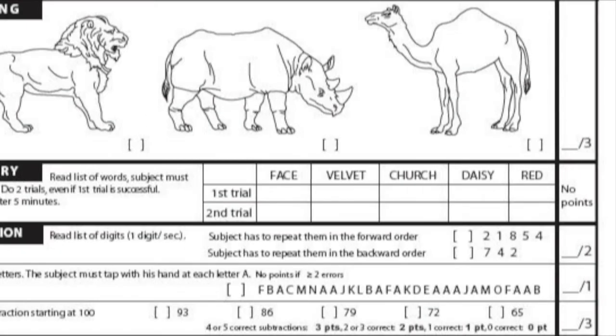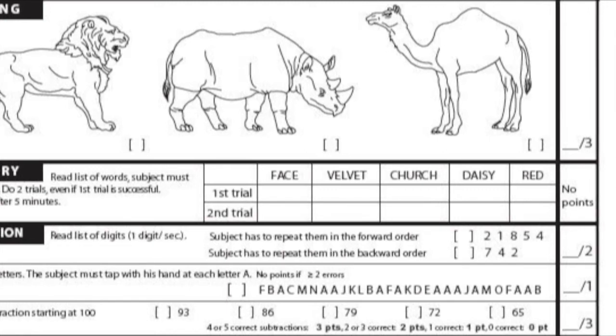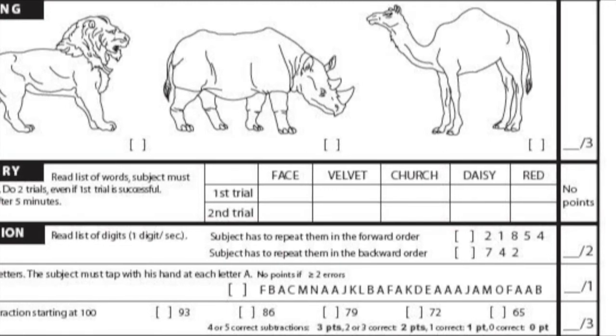Item 4. Naming. Beginning on the left, the examiner points to each figure and asks the client to name each animal. 1 point is given for each correct response.